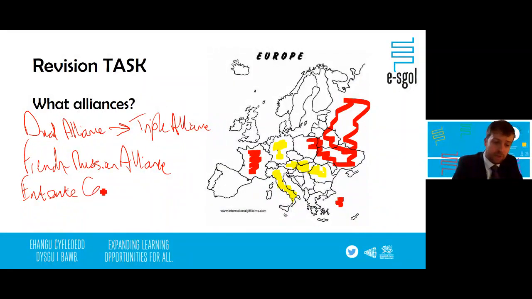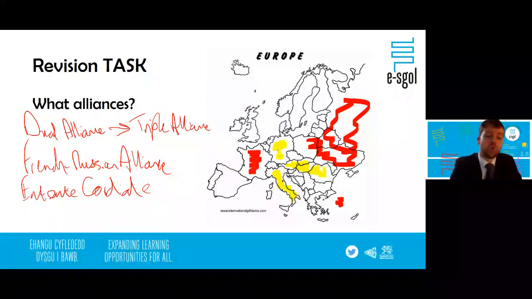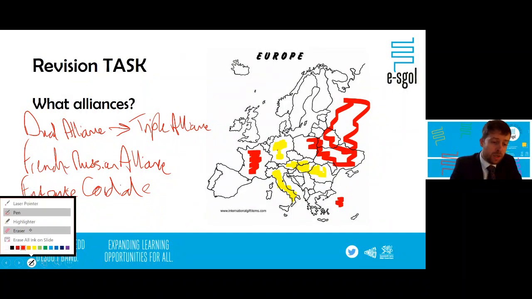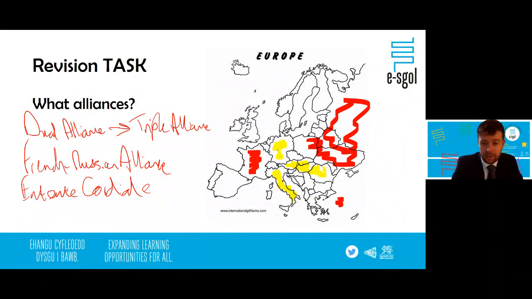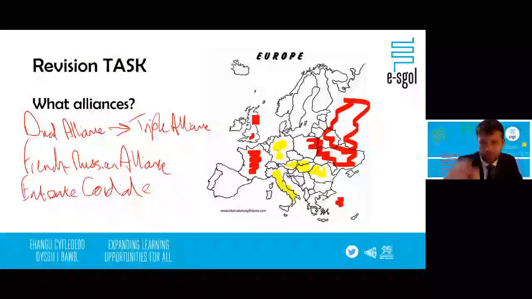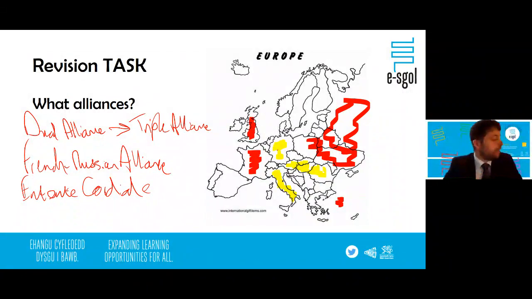Don't think cordial like you put in your drink. Think cordial like cordial relations, right? Friendly relations, the Entente Cordiale, signed between Britain and France. It's been a bit slow, isn't it, with my colouring?